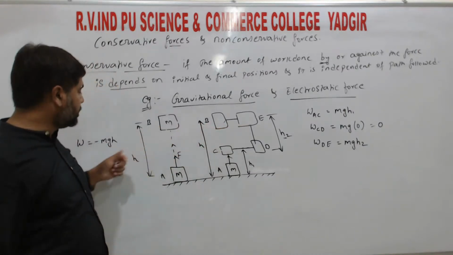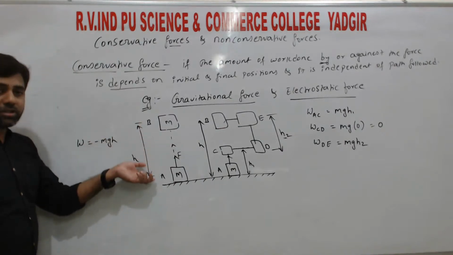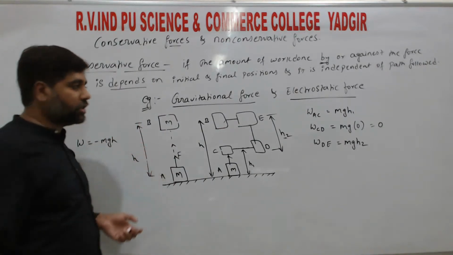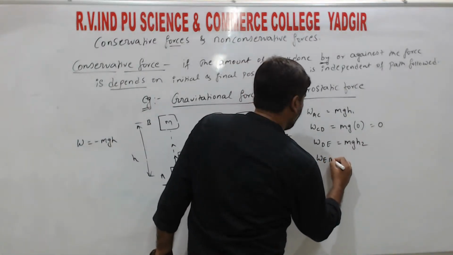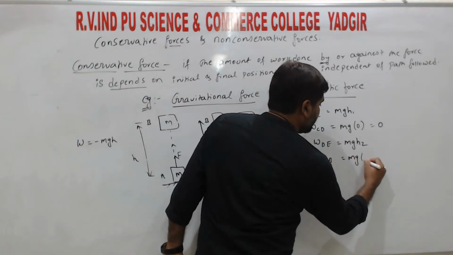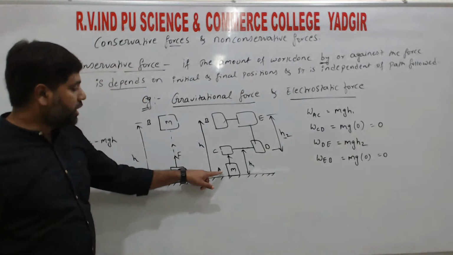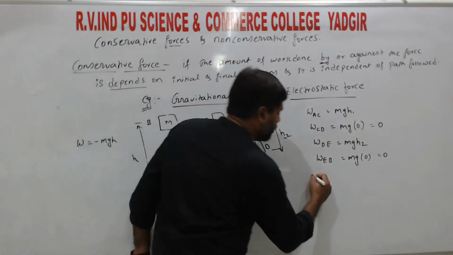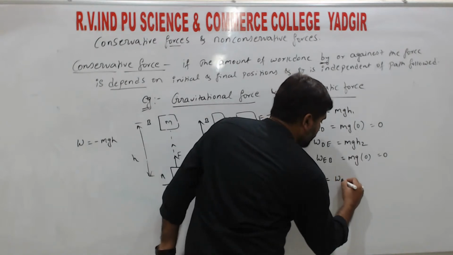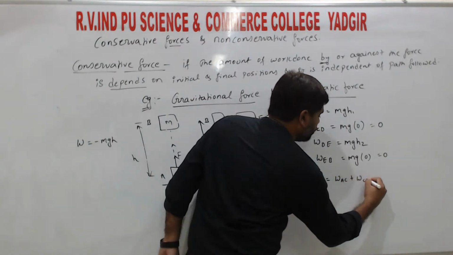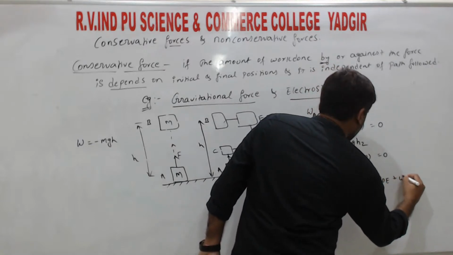So here we are going to discuss the gravitational work, that is known as the potential energy. So here also we don't have any height from E to B, so that is mg into 0, that is equal to 0, right? So the total work done in bringing from A to B, W A to B, is equal to WAC plus WCD plus WDE plus WED.